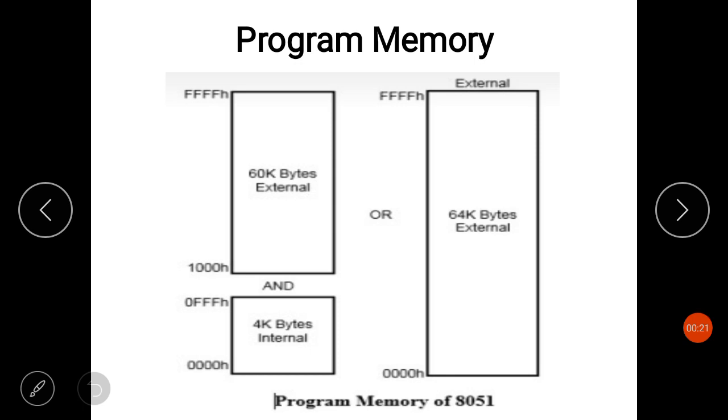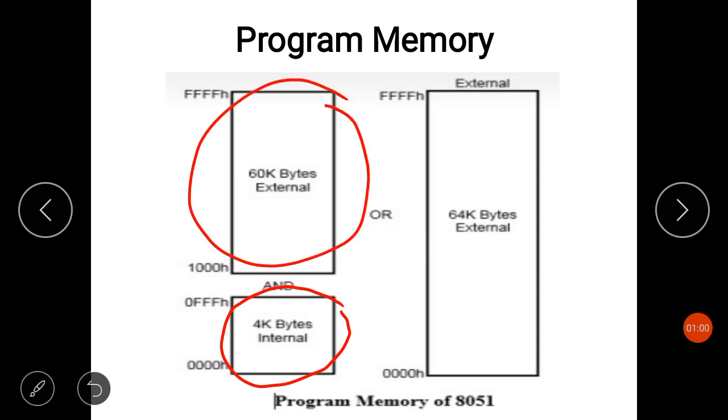I've told you that Intel 8051 has an internal or built-in ROM of 4 kilobytes. That is, it has on-chip ROM of 4 kilobytes, and it can be extended up to 64 kilobytes by using an external program memory. What I'm trying to say is that the 8051 microcontroller has on-chip ROM of 4 kilobytes, that is internal, and it can be extended up to 64 kilobytes by using an external program memory.